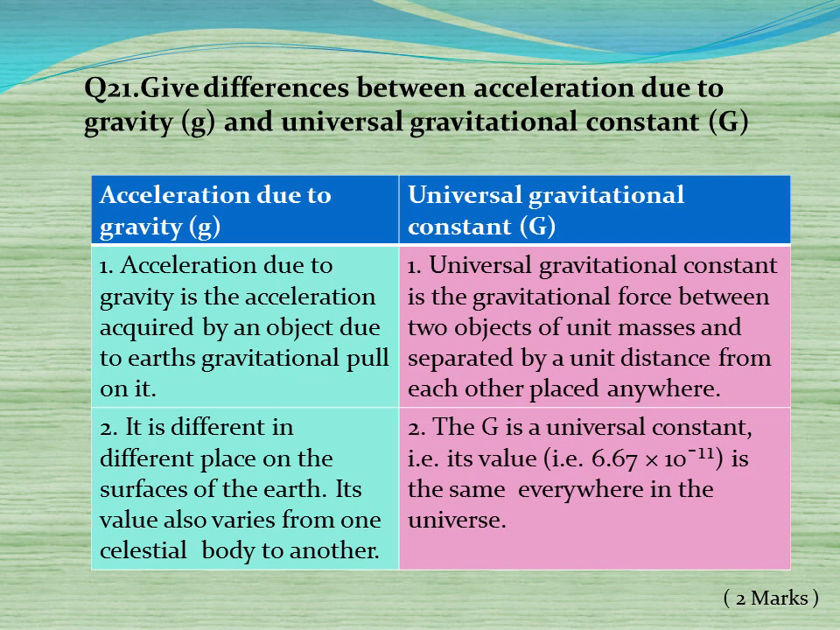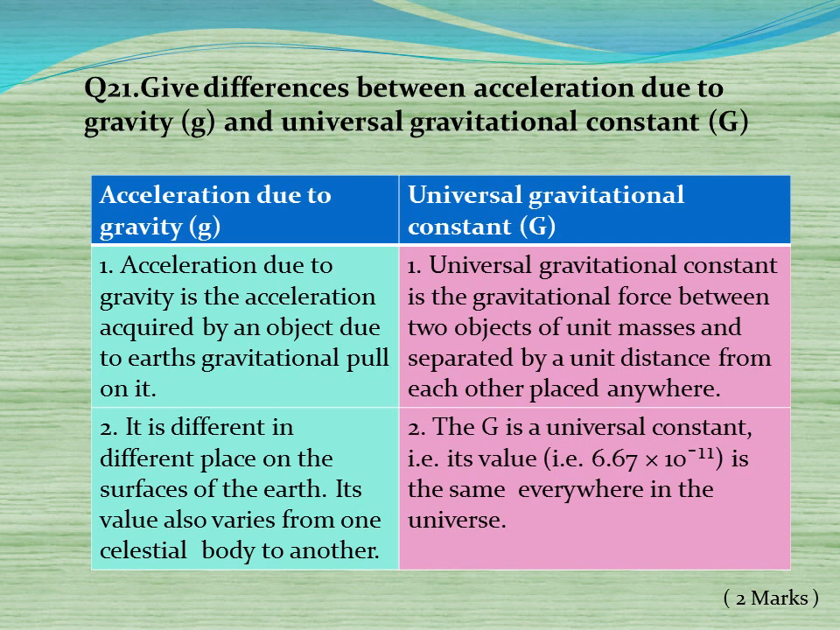Question number 21. Give differences between acceleration due to gravity small g and universal gravitational constant capital G. Answer. 1. Acceleration due to gravity is the acceleration acquired by an object due to Earth's gravitational pull on it. Universal gravitational constant is the gravitational force between two objects of unit masses and separated by a unit distance from each other placed anywhere.